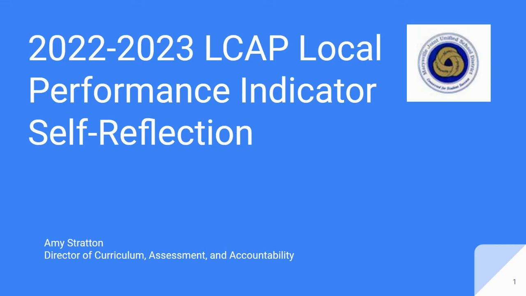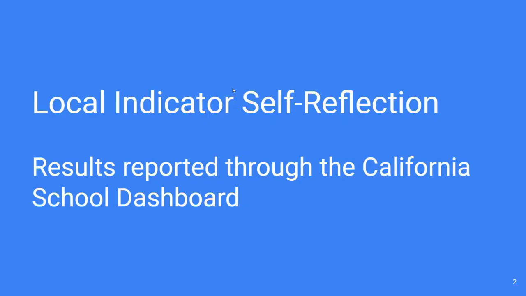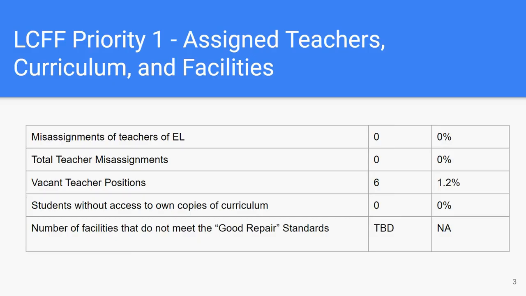I am Amy Stratton, Director of Curriculum, Assessment, and Accountability. This is an informational presentation on the 23 LCAP Local Performance Indicator Self-Reflection. The State Board of Education requires districts to complete a self-reflection on local indicators that measure our progress within appropriate priority areas. These results will be reported to the California Department of Education in the fall and will appear on the California School Dashboard. Now let's look at the priority areas.